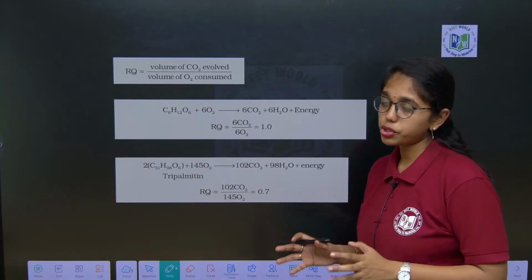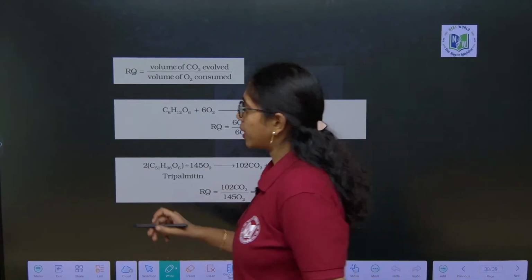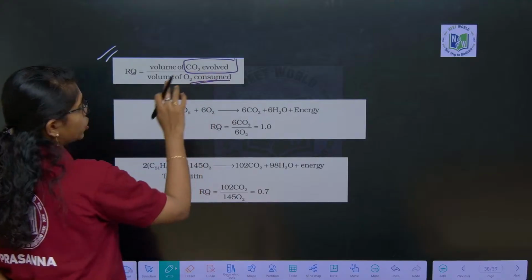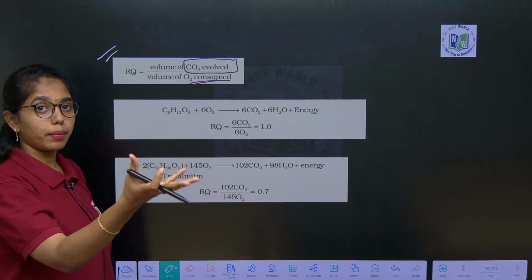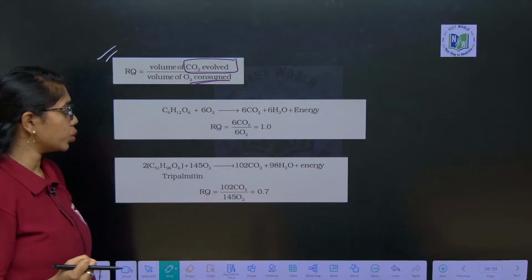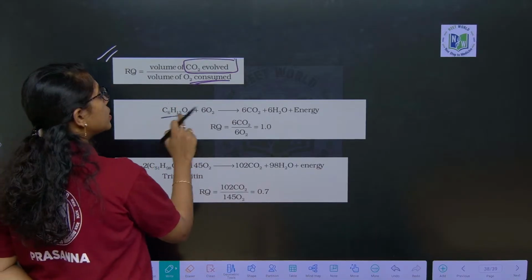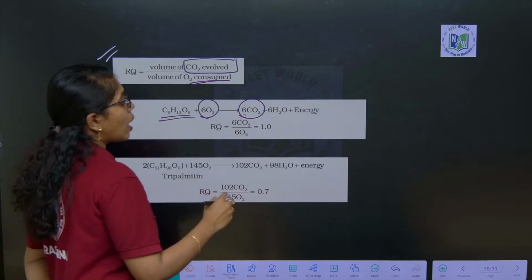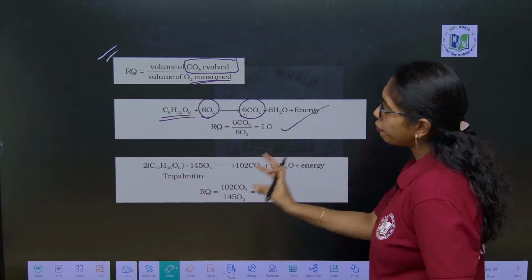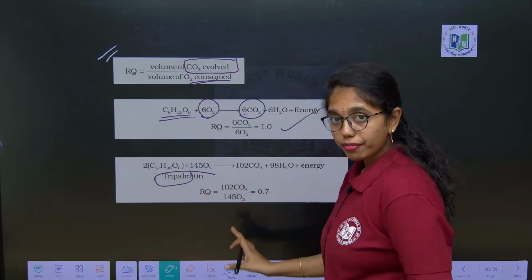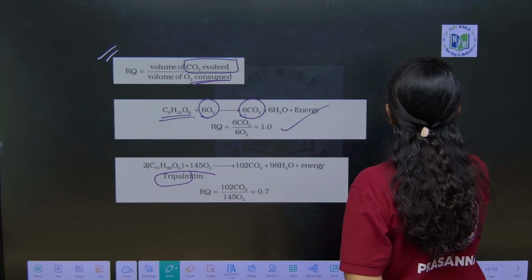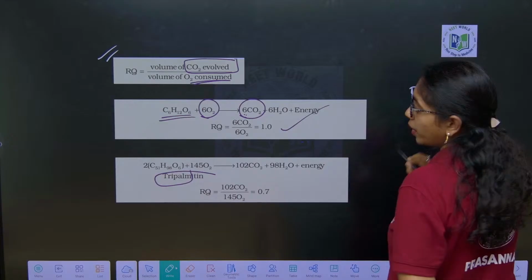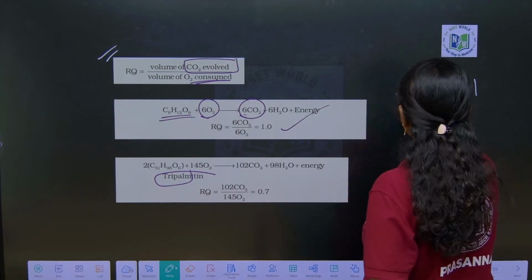Last segment of respiration in plants, that is the respiratory quotient, beta. Respiratory quotient is what? Volume of carbon dioxide evolved divided by volume of oxygen consumed. So, here if you clearly look, if glucose is the respiratory substrate, 6 carbon dioxides are evolved and 6 O2 are utilized. So, the RQ value will be 1. If fats, for example tripalmitin, for any of the fats, the RQ value will be less than 1, okay, it will be less than 1 only.